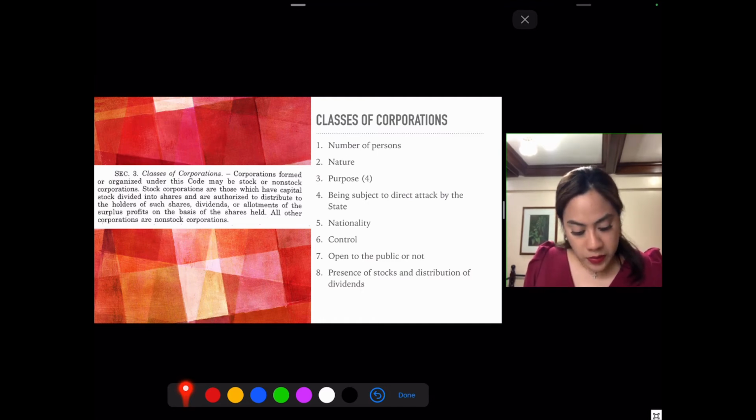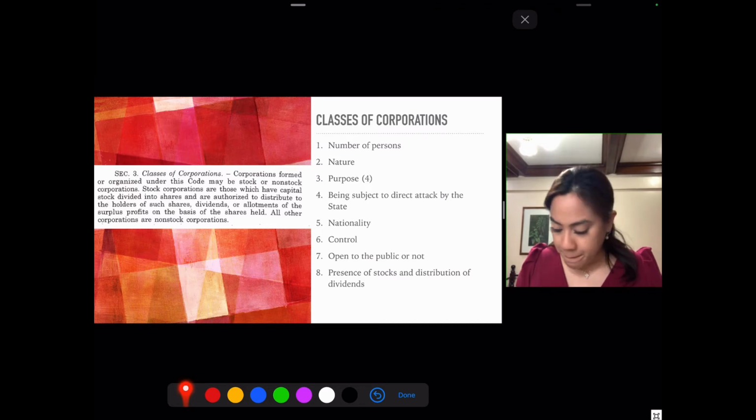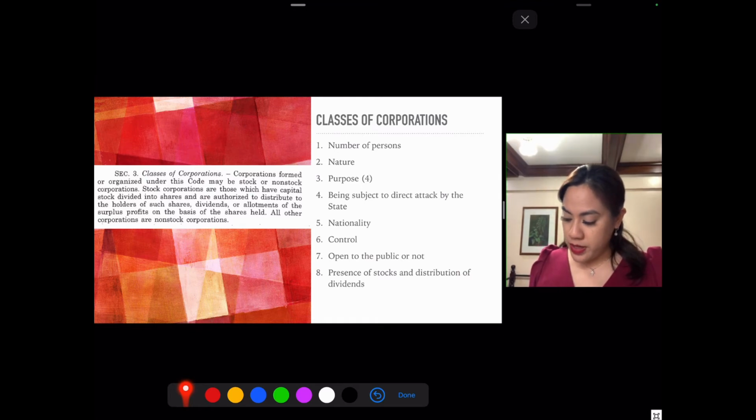Okay. Now, when it comes to nationality, under the doctrine of incorporation, it means that the nationality is determined by the place of its incorporation or the law that created it. Therefore, there are two types. A domestic corporation is created under our RCC. It is no longer required to obtain a license from the SEC to engage in business. It may be sued and it may sue in Philippine courts.